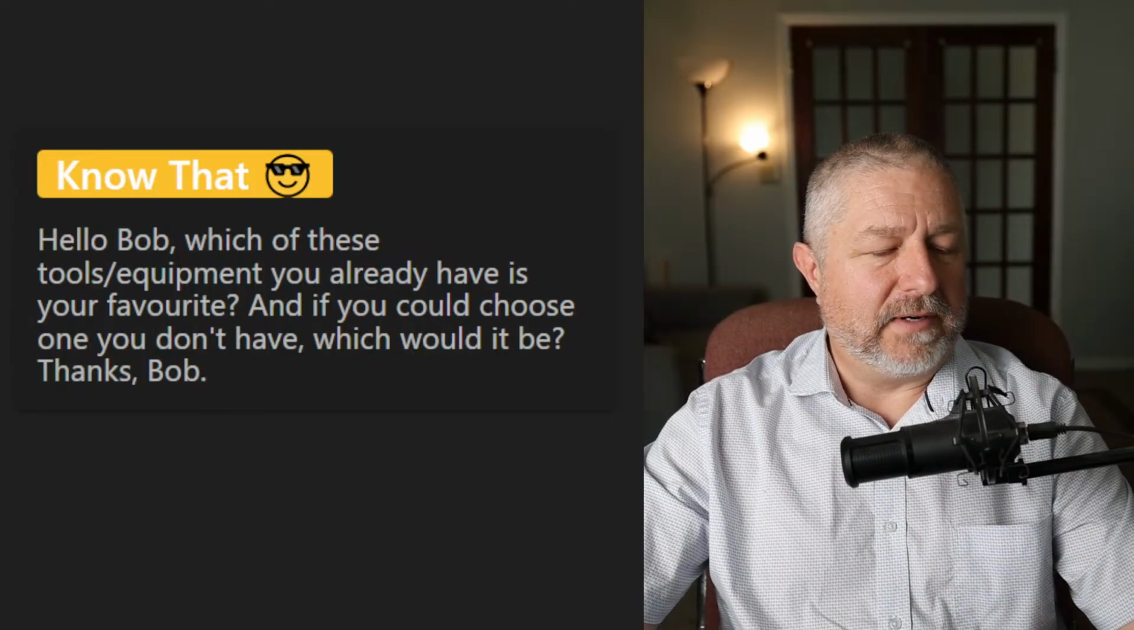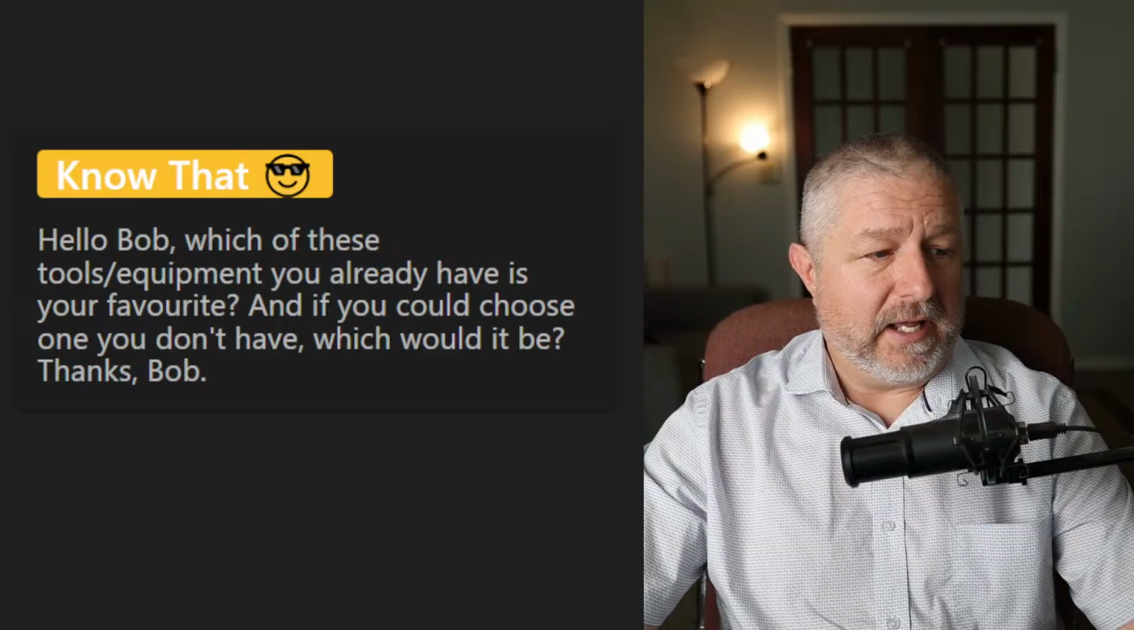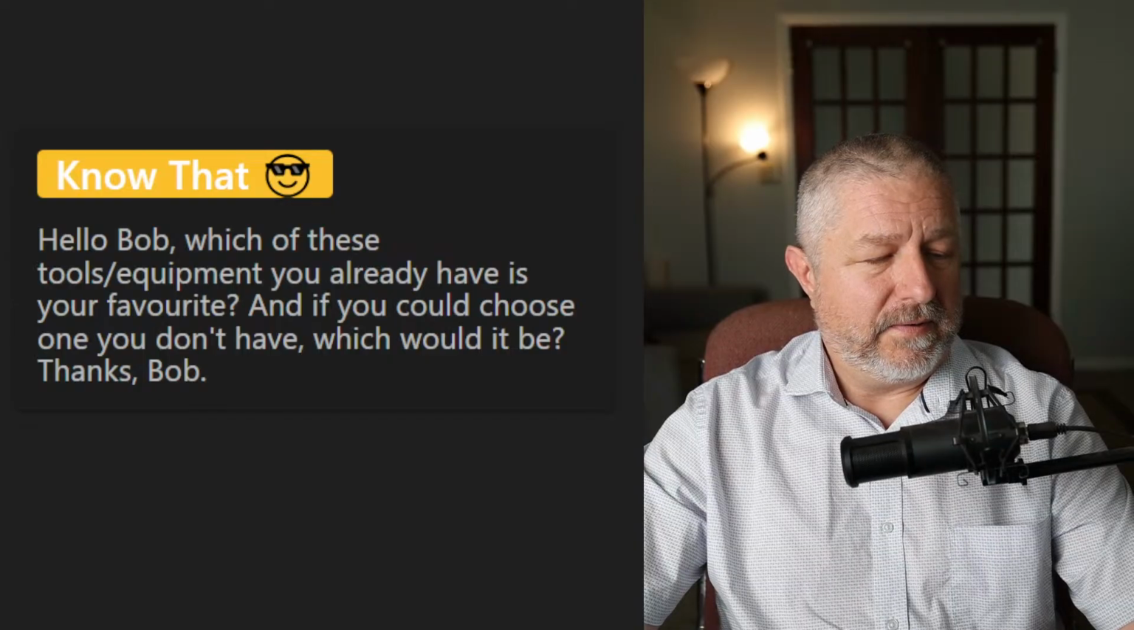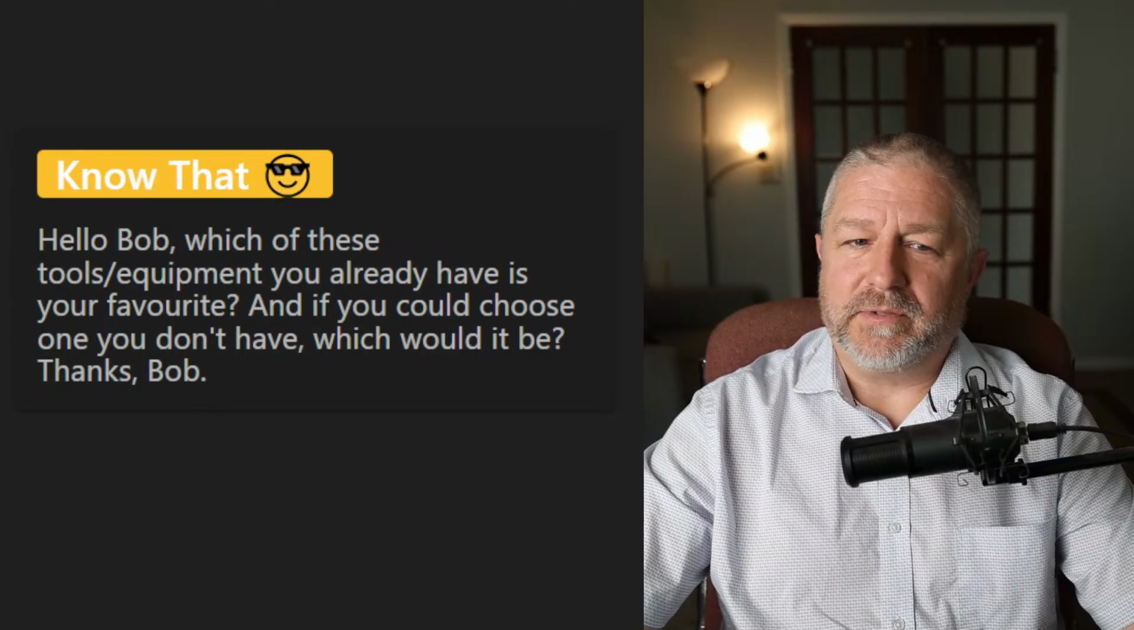Of the ones I have, I love my generator, and I really love, I have a leaf blower as well. Those are both really handy.